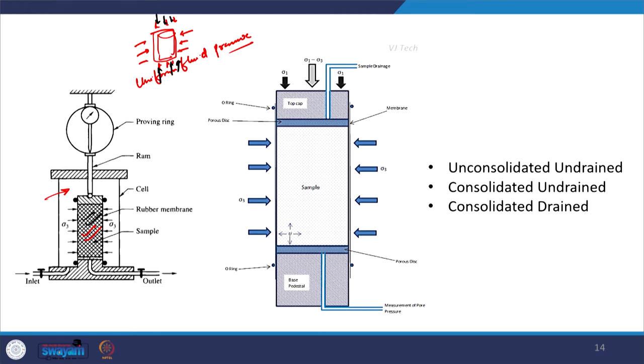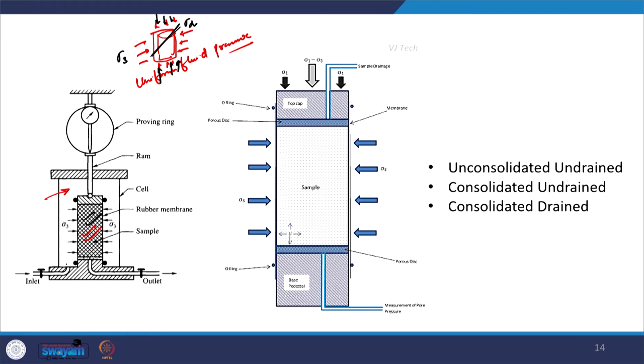We apply this load at a particular rate until the sample fails in shear, and the failure takes place basically on internal faces depending on the critical plane, and this depends on the type of soil we are testing. This fluid pressure is denoted as sigma 3, whereas the vertical axial force which we are applying is denoted as the deviatoric stress, sigma d. We use different combinations of sigma 3 and sigma d, and the failure loads are used, that means we see at what load it fails.